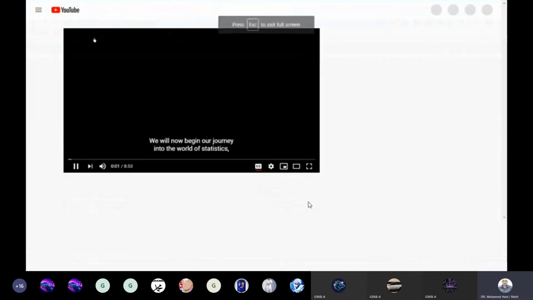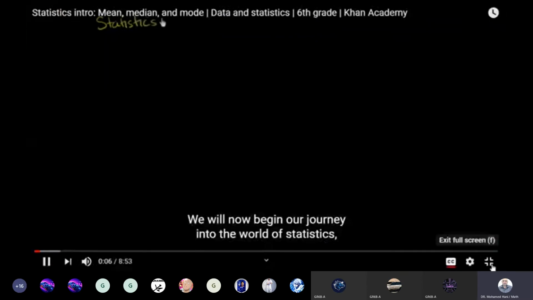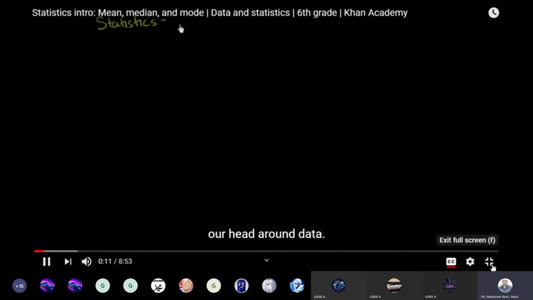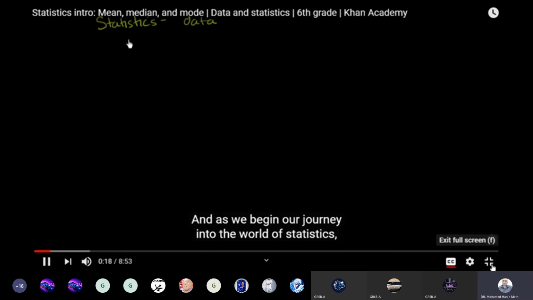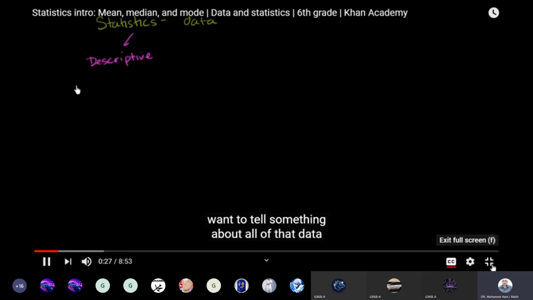We will now begin our journey into the world of statistics, which is really a way to understand or get our head around data. So statistics is all about data. And as we begin our journey into the world of statistics, we will be doing a lot of what we can call descriptive statistics. So if we have a bunch of data, and if we want to tell something about all of that data without giving them all of the data, can we somehow describe it with a smaller set of numbers? So that's what we're going to focus on.